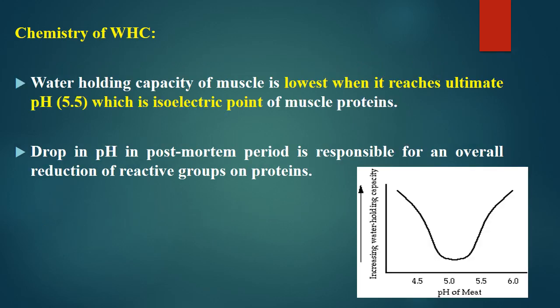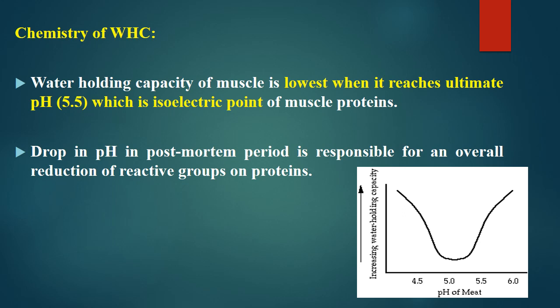Here once again we will understand a little more of the chemistry of water holding capacity. Water holding capacity reduces when the pH goes near the isoelectric point, which is related to protein. In case of muscle protein, the isoelectric pH is close to 5. When the pH goes to the ultimate pH, which is normally 5.4 to 5.5, it is very close to the isoelectric pH.